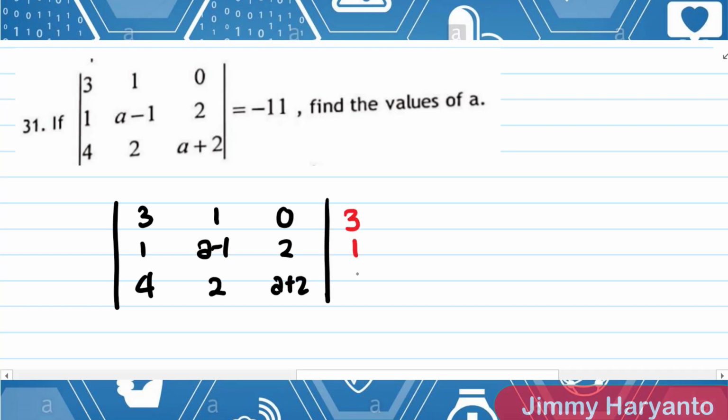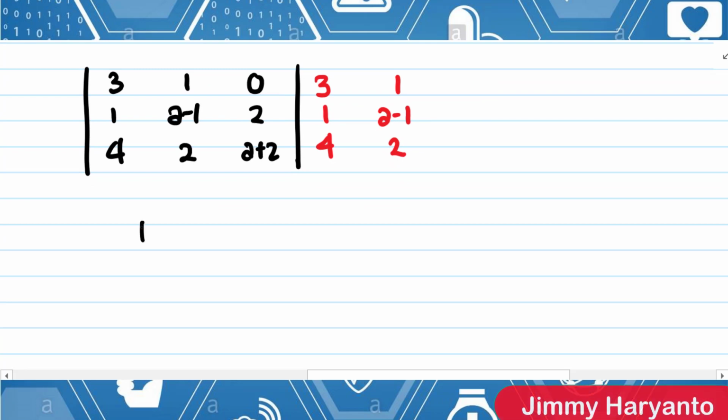So I will use Sarrus' method again. 1, a minus 1, and then 2. Okay, I will go slow. So we have to multiply this and this. I will rewrite it first because it's a little bit hard. A minus 1, and then a plus 2.